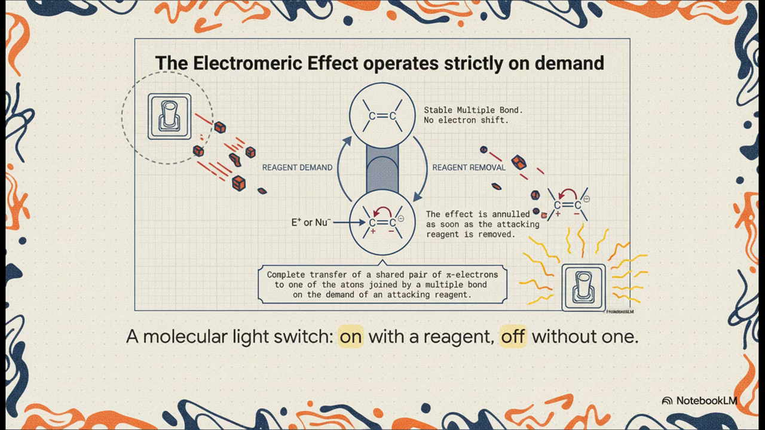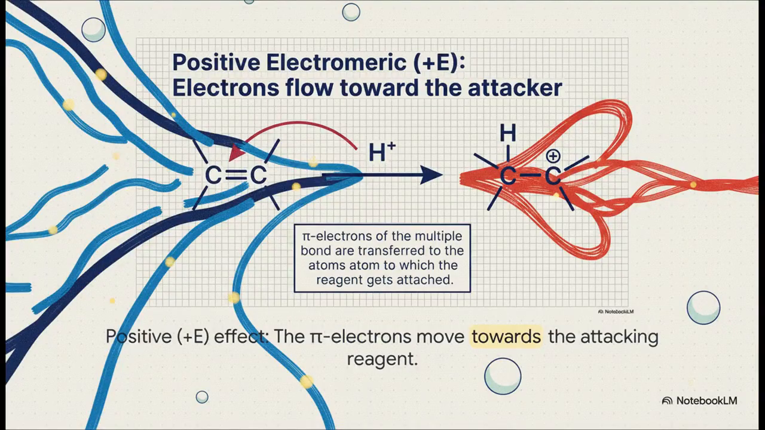And this slide gives us the perfect analogy. Up at the top, you've got a stable molecule, everything's fine. The light switches off. But then a reagent arrives. It could be an electrophile looking for electrons, the E+, or a nucleophile with electrons to share, the Nu-, and suddenly there's a demand. And boom, the pi electrons shift completely, creating a positive and a negative charge inside the molecule. The light is officially on. But, and this is crucial, as soon as that reagent is removed, the effect just vanishes. It snaps right back to its original state. Purely temporary.